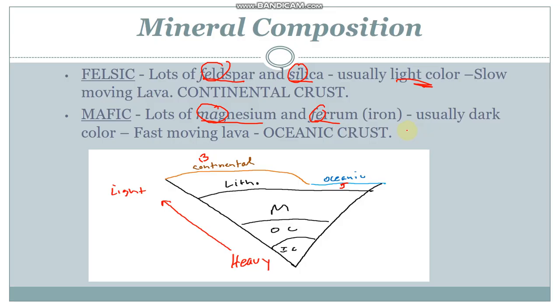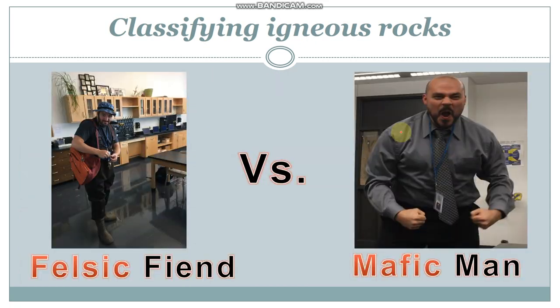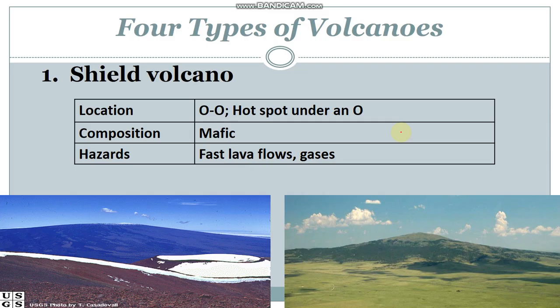So therefore, it's very fluid. It's not viscous. It's fast moving lava. It doesn't have the ability to trap a whole bunch of gases. So therefore, this type of volcano doesn't go boom boom. Okay, we'll talk about Mafic Man in a little bit, but I'm running low on time here. I'd like to keep the video lectures to about 10 minutes or less.